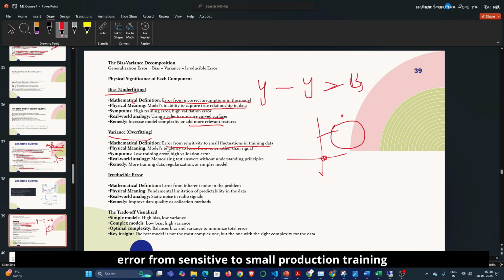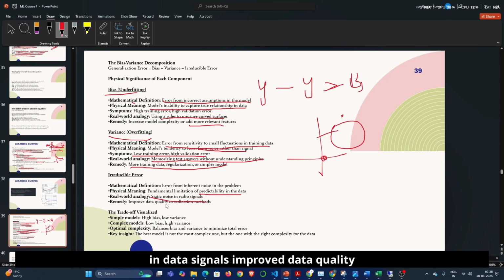Variance is error from sensitivity to small fluctuations in training data. It is the model's tendency to learn from noise rather than signal. Low training error, high validation error, like memorizing test answers without understanding the principles. The fix is more training data, regularization, or a simpler model. Irreducible error is error from inherent noise in the problem, a fundamental limitation of predictability in the data, like static noise in signals. It requires improving data quality or collection methods, which we can't always do, right?